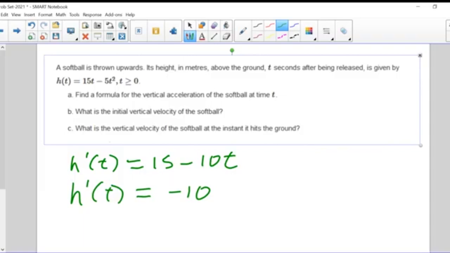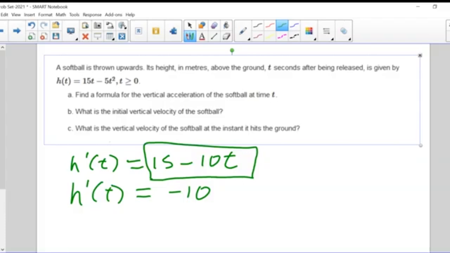What's the initial velocity of the softball? Again, the third part of this is where some people had some trouble, so I'm going to get to that in a minute. Initial velocity of the thing. Now, here's my velocity function. Initial just means what happens when t is equal to 0, right? So put 0 into that, you're just going to get 15. Okay, now let's get to the third part.